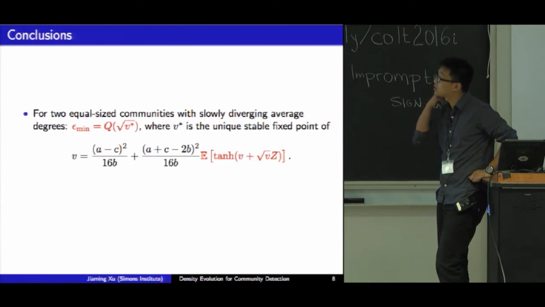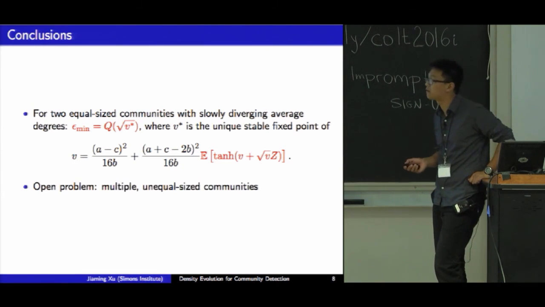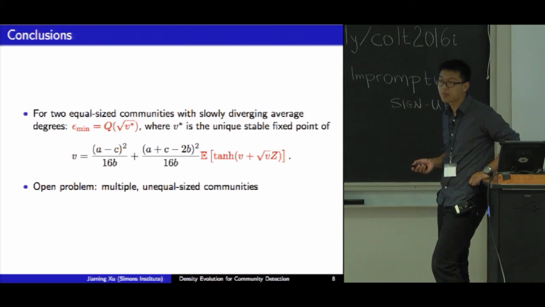Essentially, the takeaway for this talk is that for two equal-sized communities with a slowly diverging average degree, the minimum possible epsilon can be characterized through a very simple formula, and it can be achieved efficiently as well. So the open question is what happens when you have multiple unequal-sized communities? Okay, thank you.